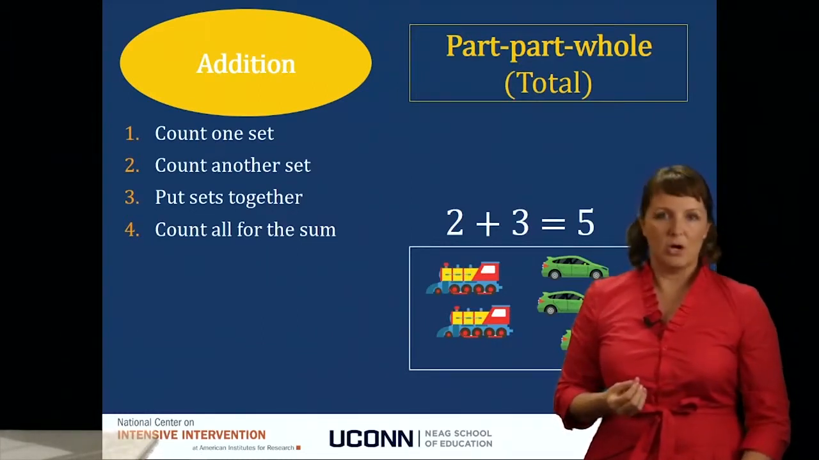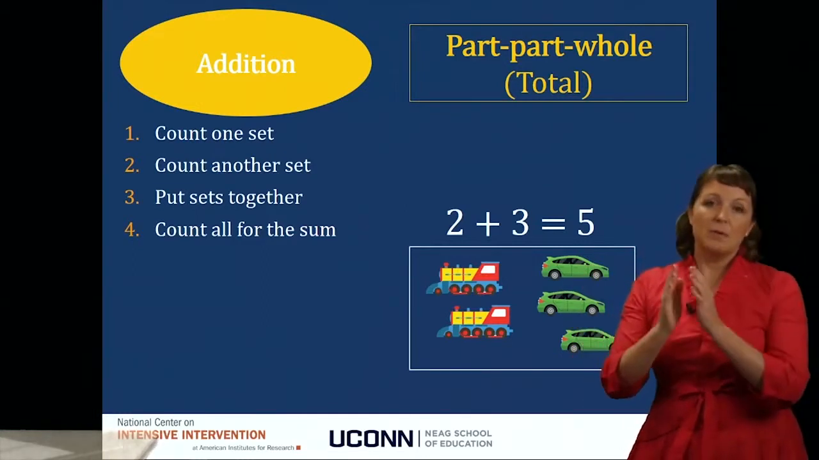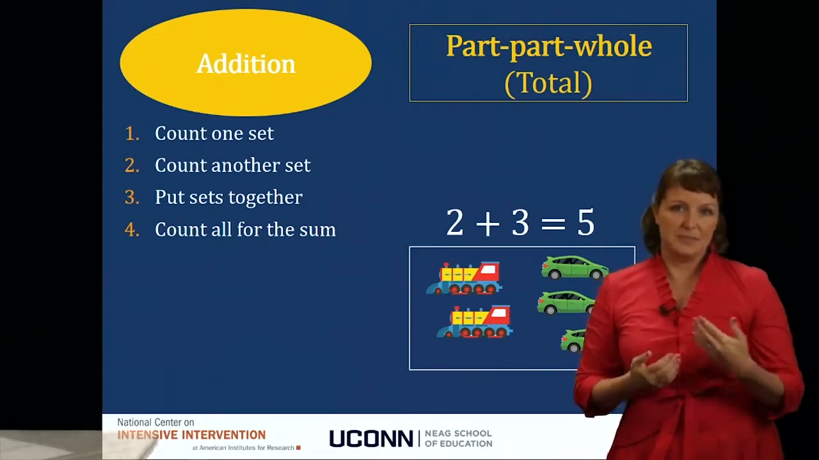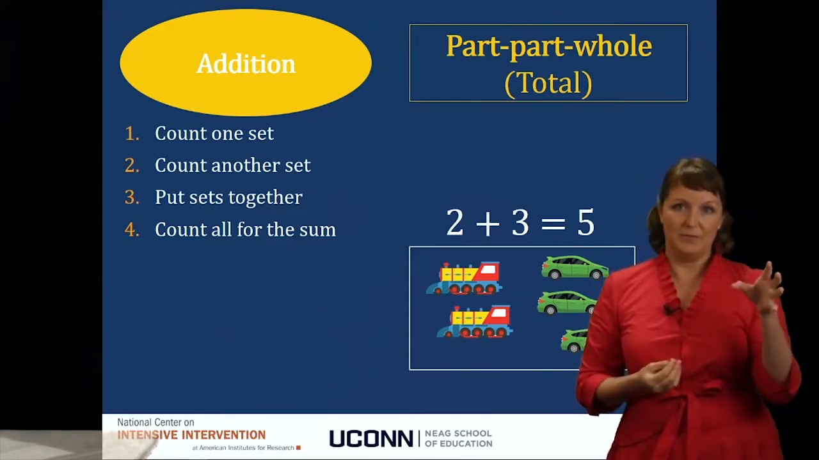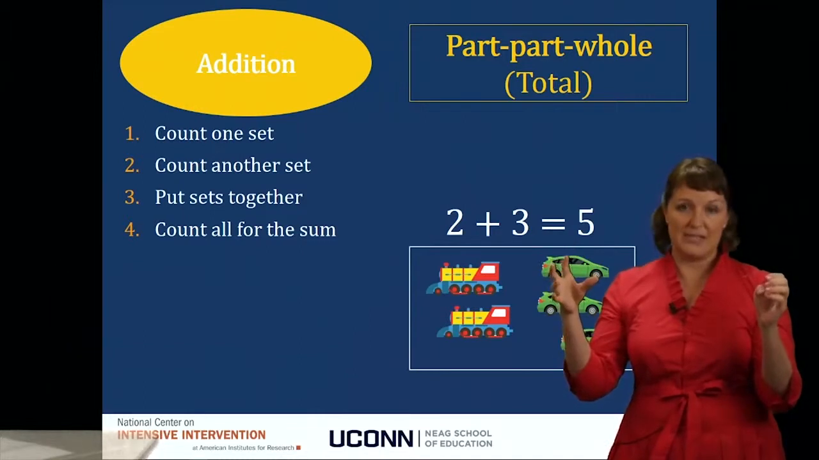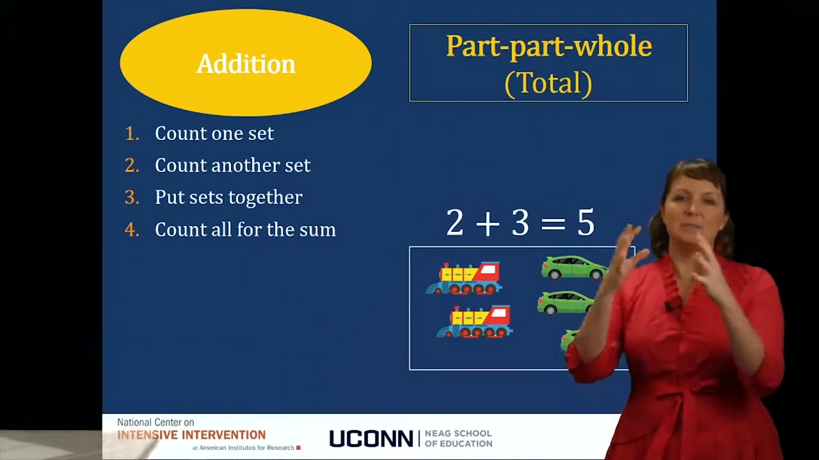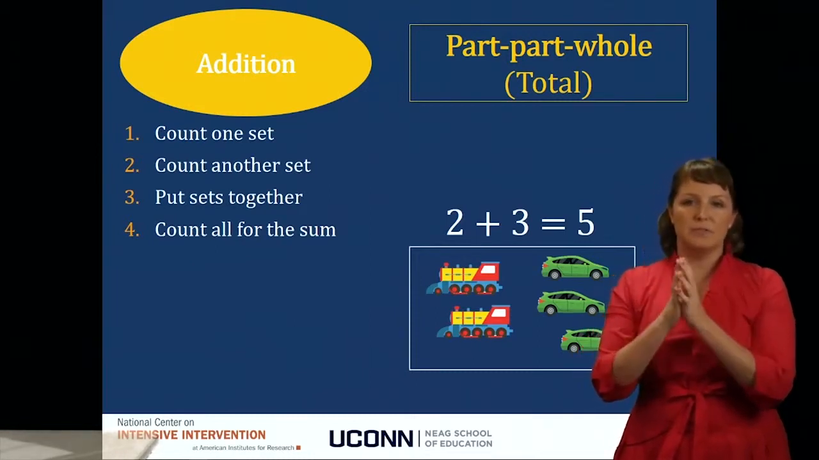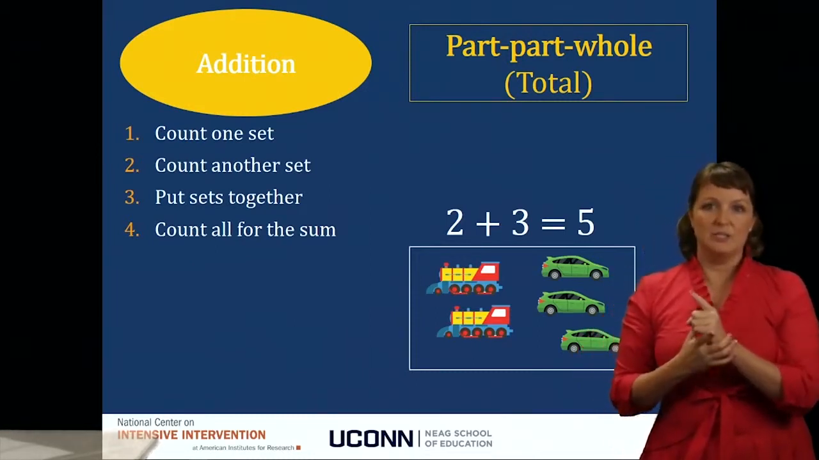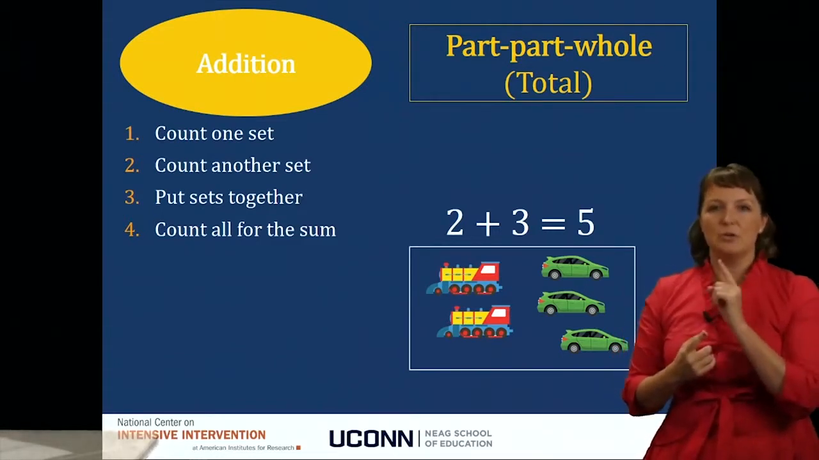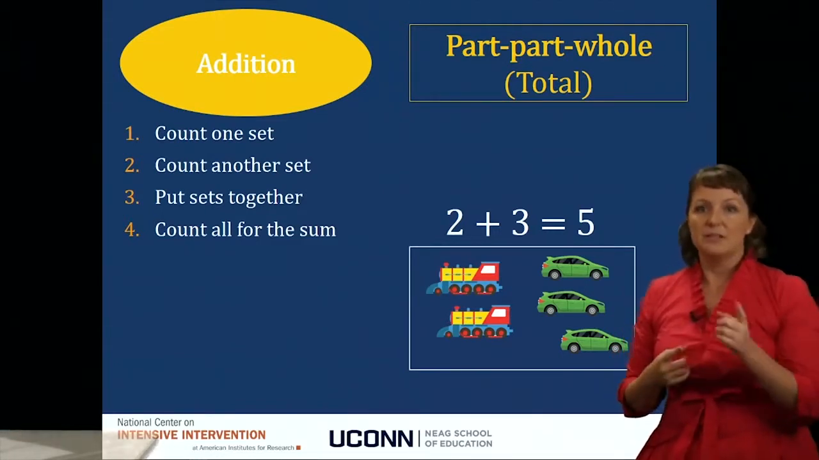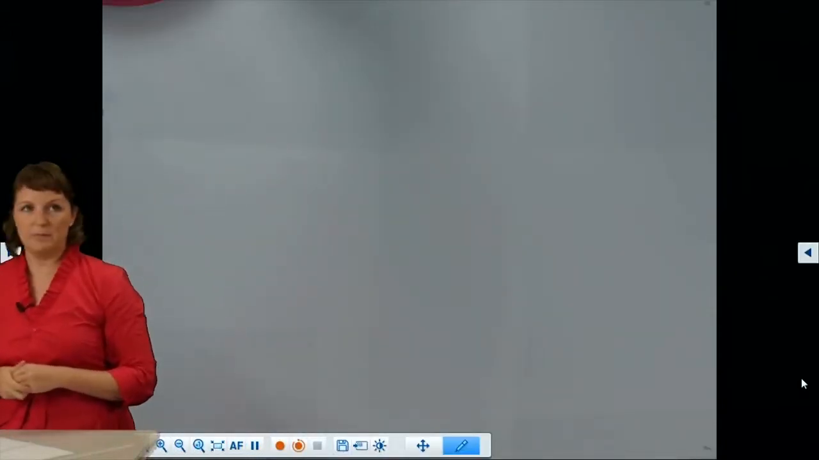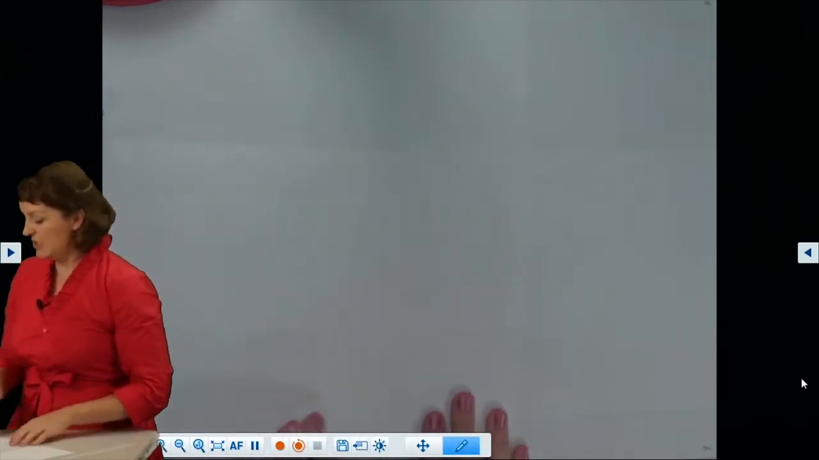So here within a part-whole problem, we have parts, and we're putting those together for a total or for our whole. So when we're thinking about the steps to teach this, we're going to count one set with students, then we're going to count the other set, then we're going to move those sets and put those sets together to show the addition. And then we would count all of those for the sum. So I'm going to come back to this slide in just 1 minute, but I want you to focus on this problem 2 plus 3 equals 5, because I'm going to go over here and do this problem with manipulatives, and then I'll come back and show how that problem could be solved in the representational.